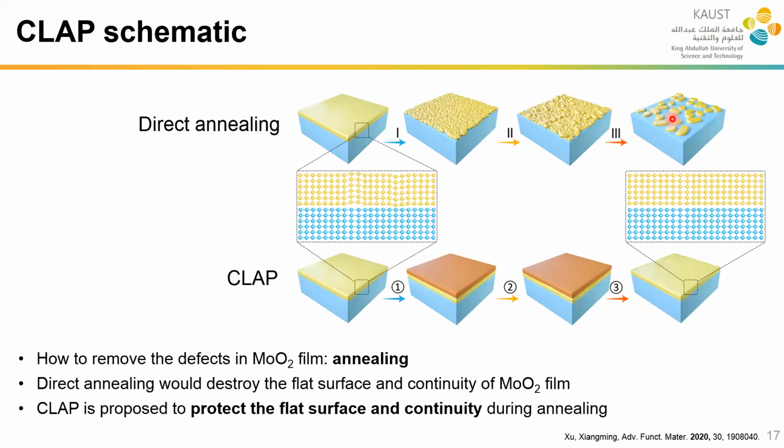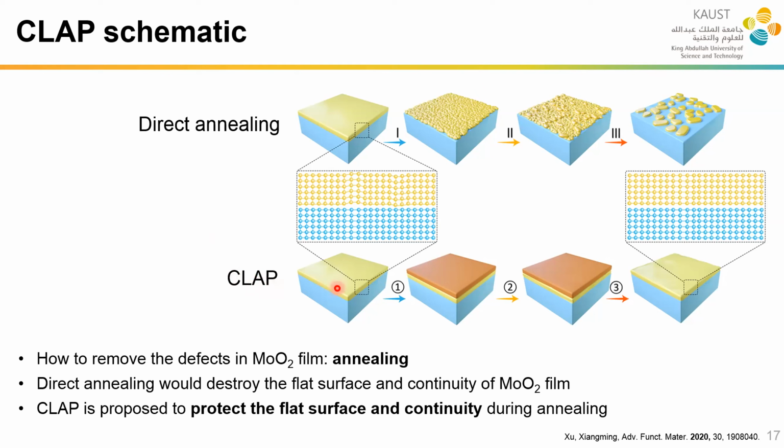It will be isolated grains. So this is not favorable if we want to get the molybdenum sulfide continuous film through the conversion. So we developed another process, which is the CLAP process. This is the short name. The full name is capping layer annealing process.